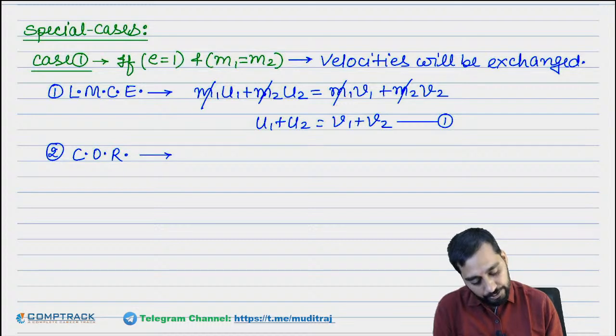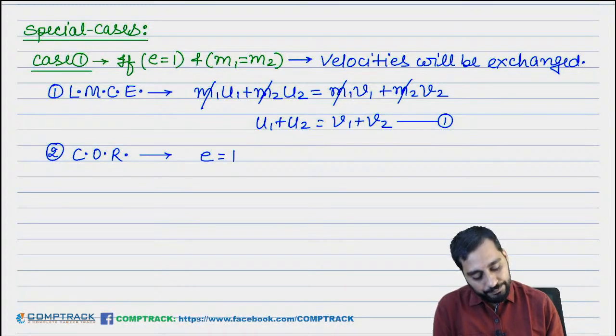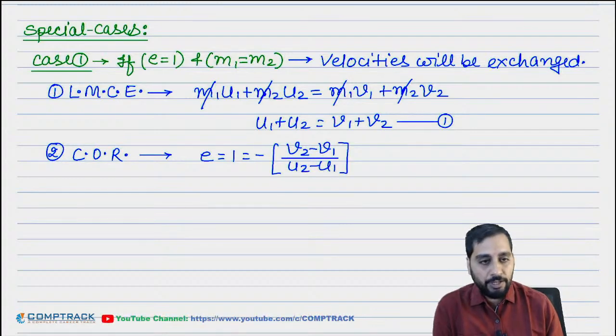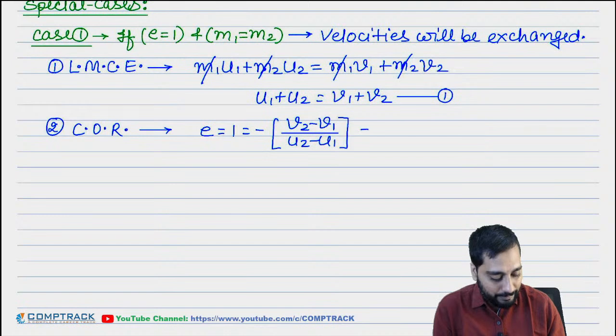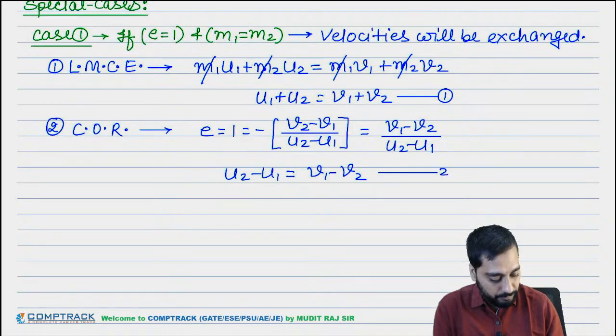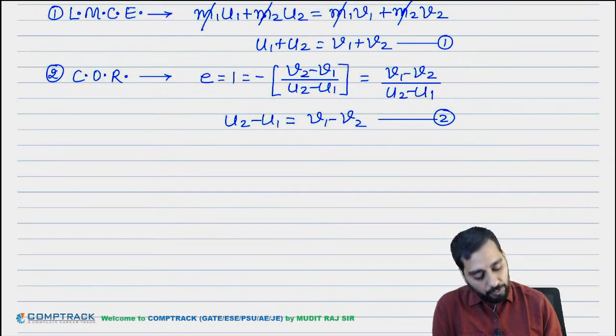Coefficient of restitution is defined as e equals minus of v2 minus v1 over u2 minus u1. So from here, what you will get? v1 minus v2 over u2 minus u1. Multiply it on this side, so this will become u2 minus u1 equal to v1 minus v2. Okay, now add both these equations, add 1 and 2.